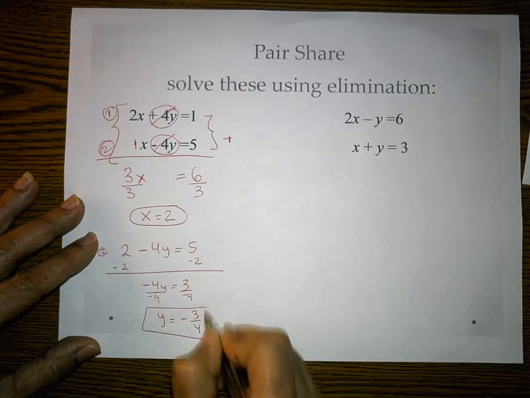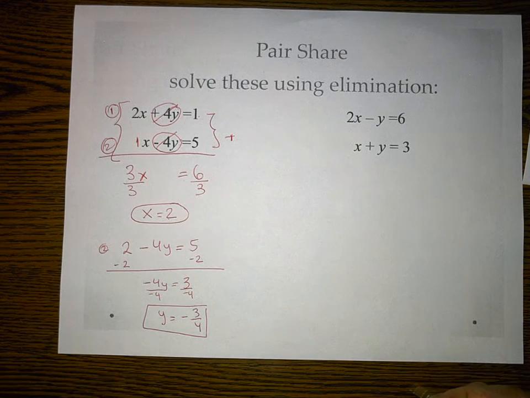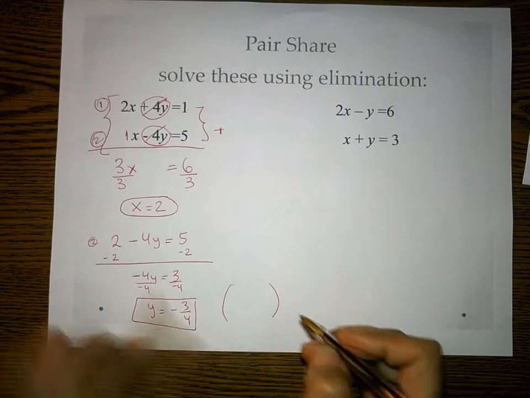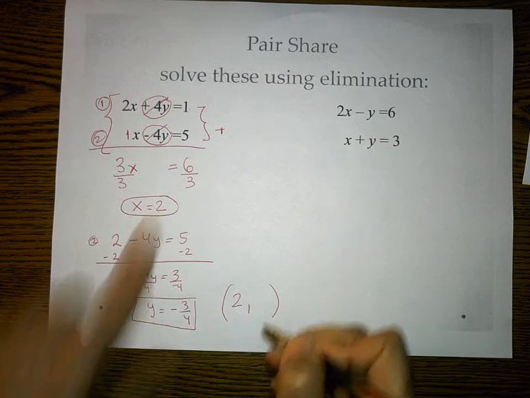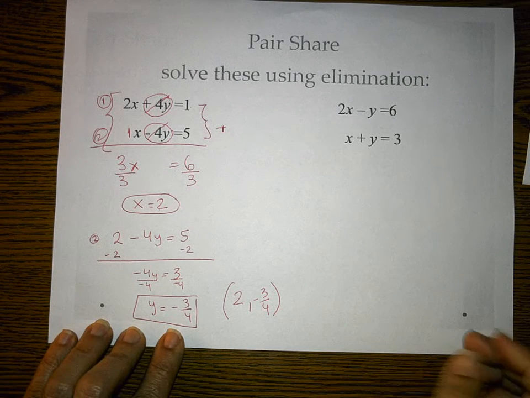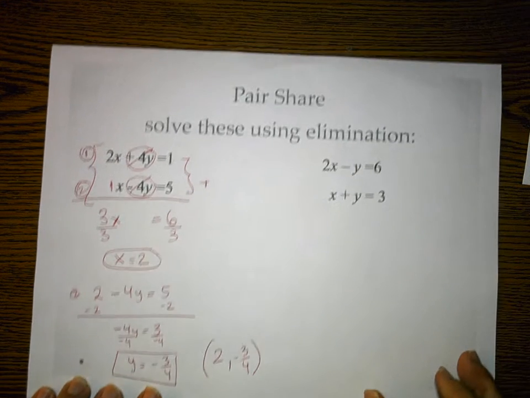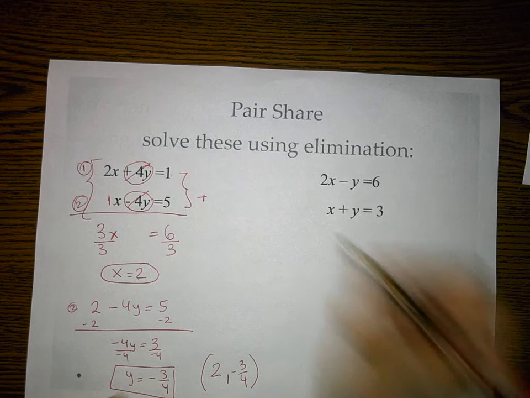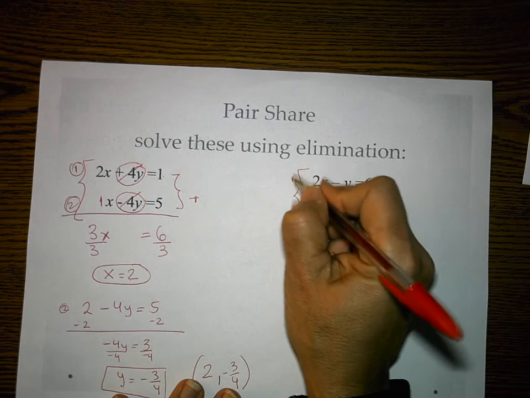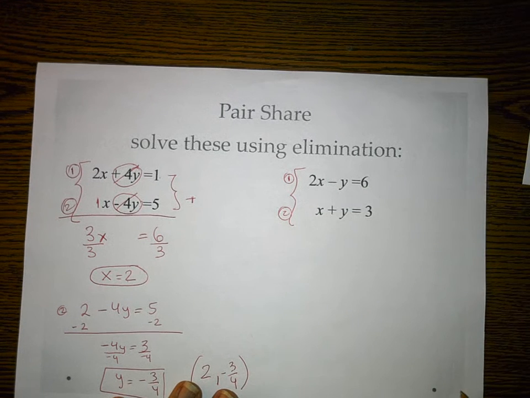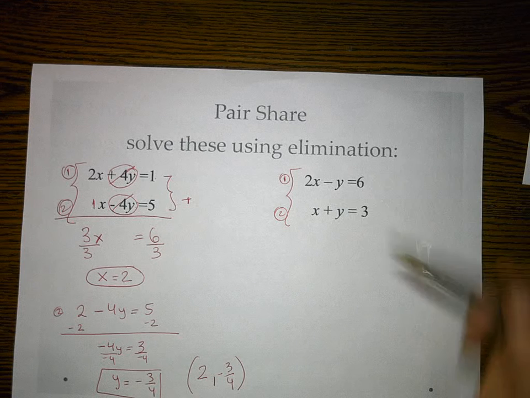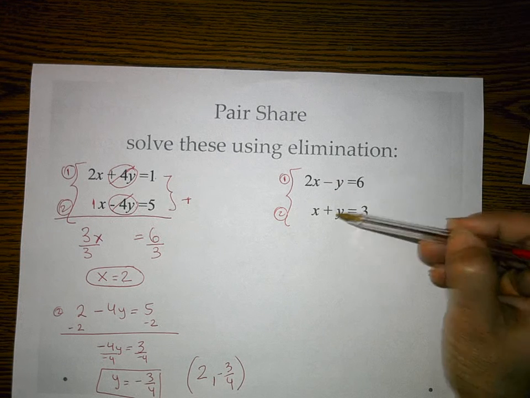And that is okay. There's nothing wrong with having a fraction. So our answer would be an ordered pair. X was 2, that comes first, and y is negative 3/4. Okay? So keep practicing, keep working on it. Here are 2 other equations. Equation number 1 and equation number 2. As you can see, it is already in standard form, very easy. And the y's are already opposite of each other.